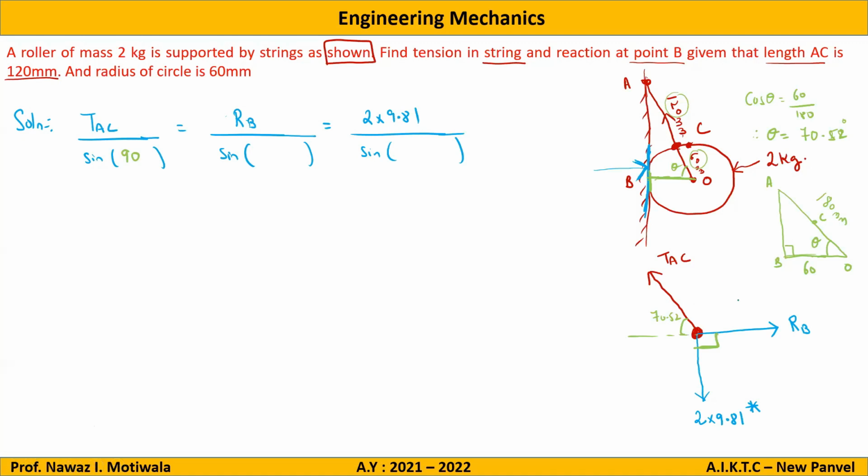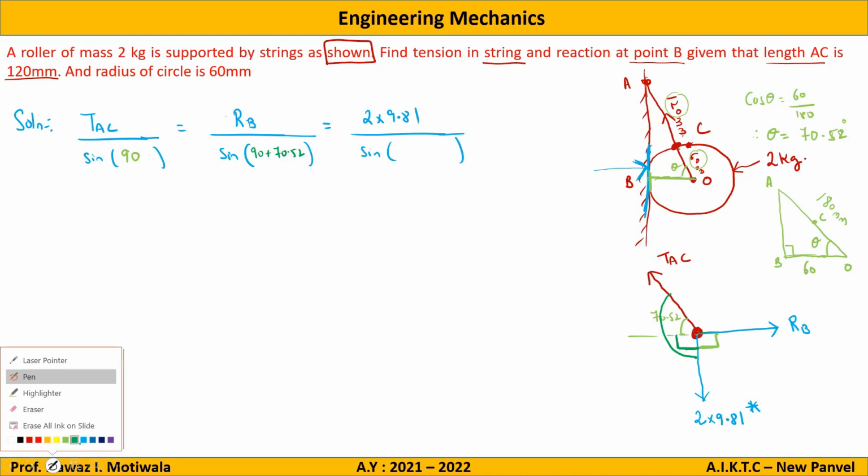Next, let us consider this RB. RB अगर हम लेंगे, so we need this total angle. यहाँ से यहाँ तक का. So what it will be? We know that this is 90. So it will be 90 plus 70.52.